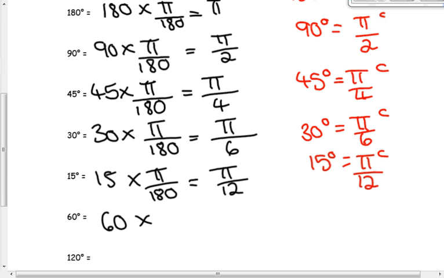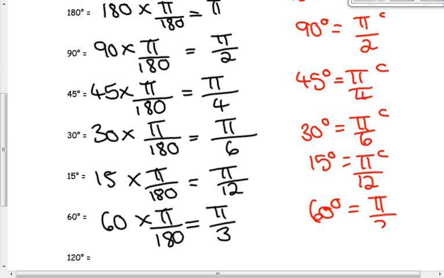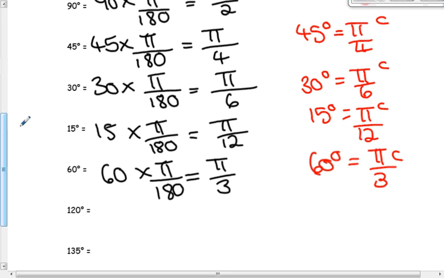60 degrees is equal to 60 times pi divided by 180, which equals pi over 3. So that means that 60 degrees is equal to pi over 3 radians.